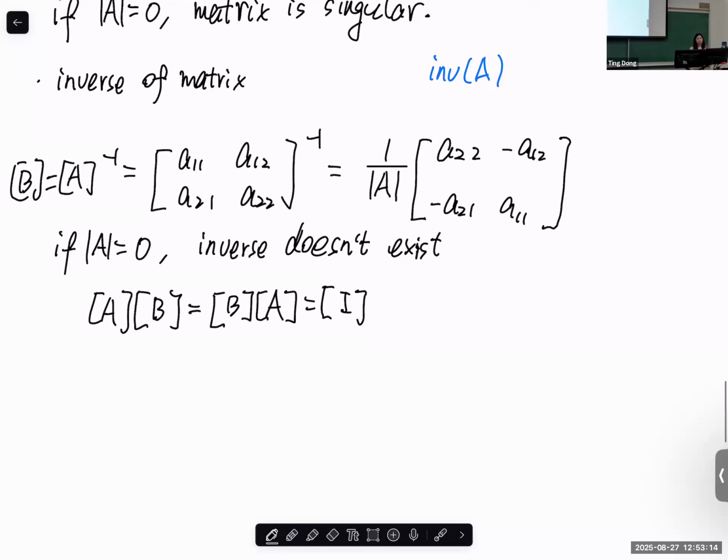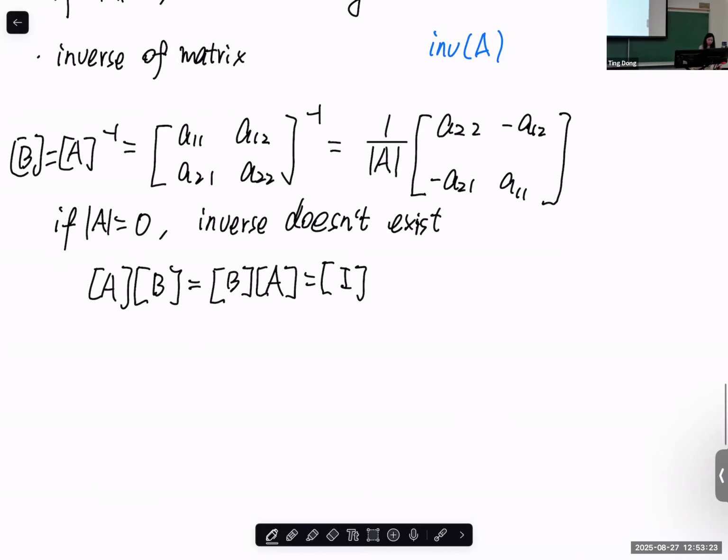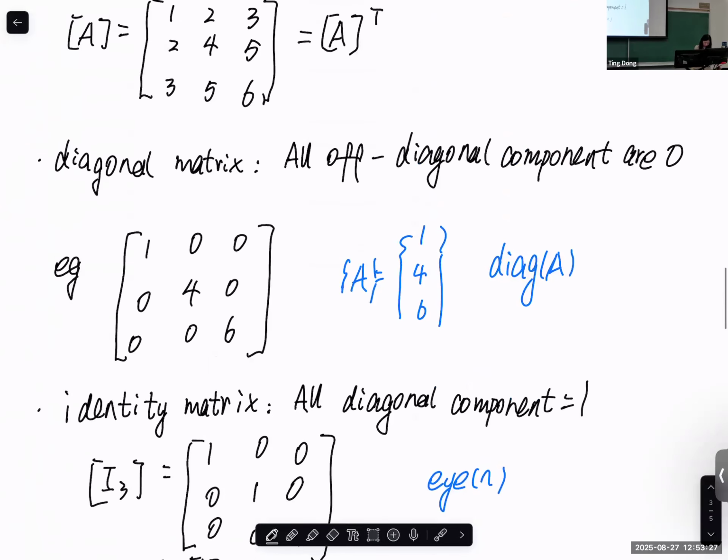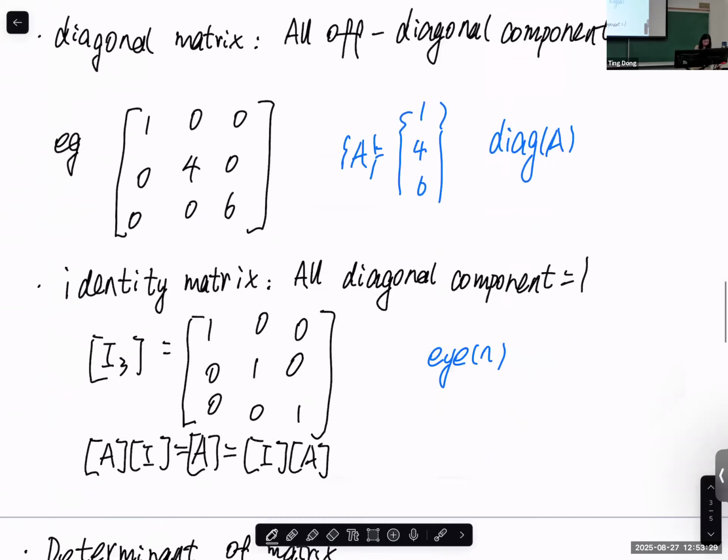It's more like 2 times 1/2 equals 1. But in the matrix operation, there's really no 1. The identity matrix has the same function as 1. So this is the determinant and inverse. What else? Diagonal matrix, identity matrix.